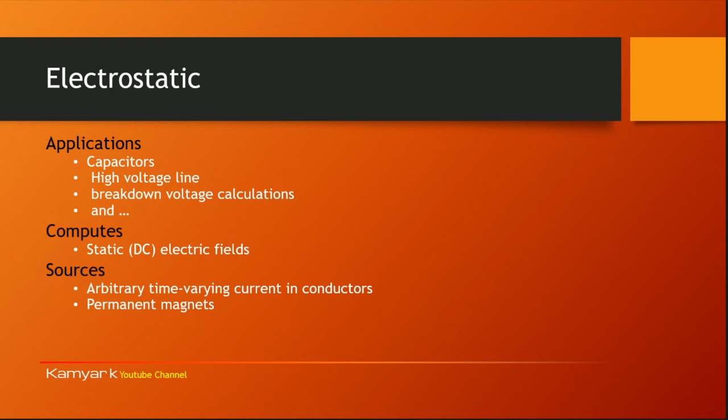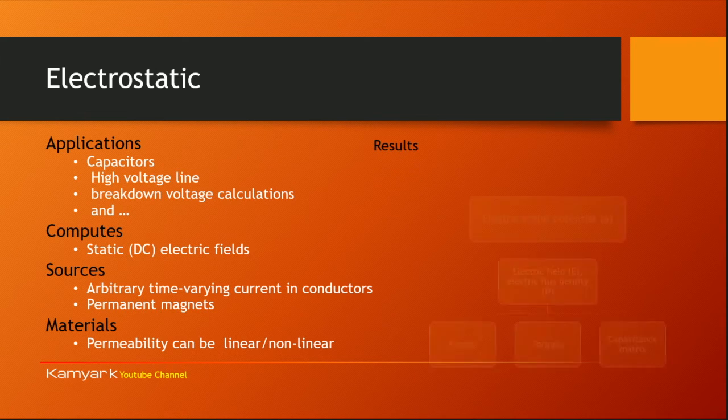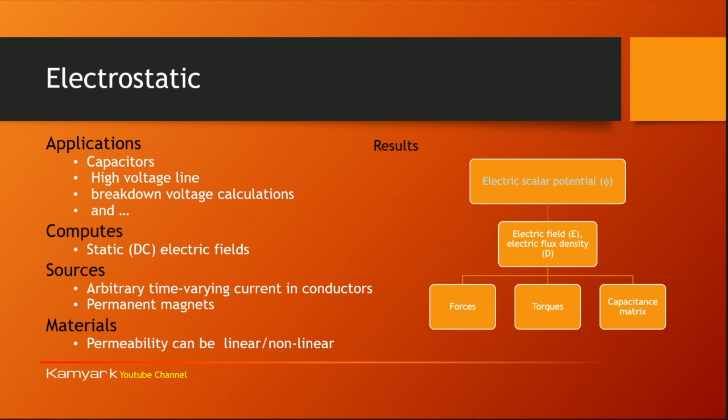More accurately, I would say it's going to be more like a sine wave time varying current in the conductors. That is more accurate because it's closer to what the parameters are. Okay, we can have permanent magnets, and we can have non-linear permeability in the simulator. As I said, the result is the electric scalar potential, and from that we can have the electric field and electric flux density. These are the fields and parameters that the simulator will calculate in order to obtain the results.